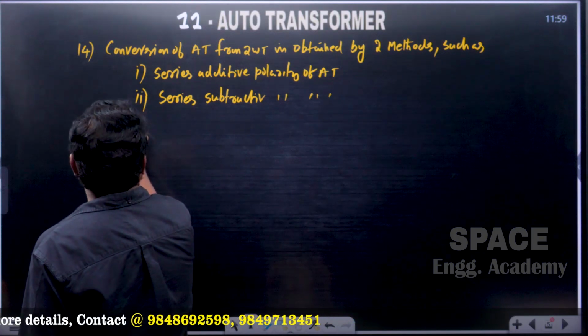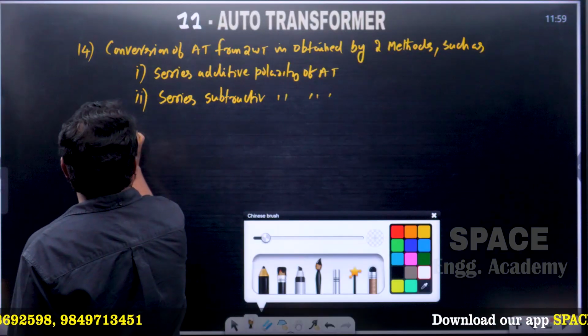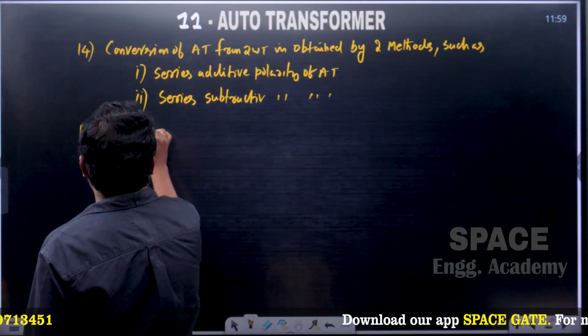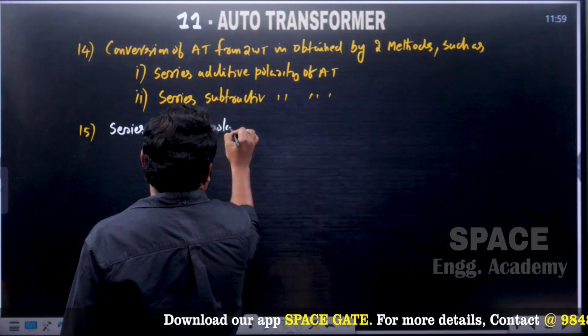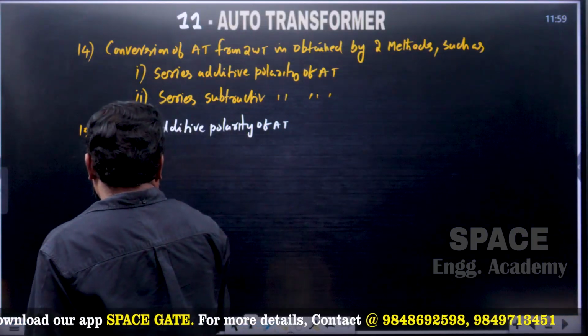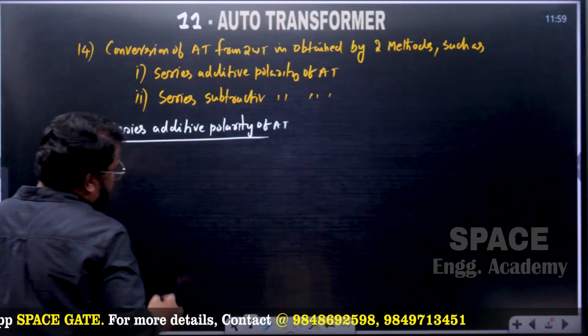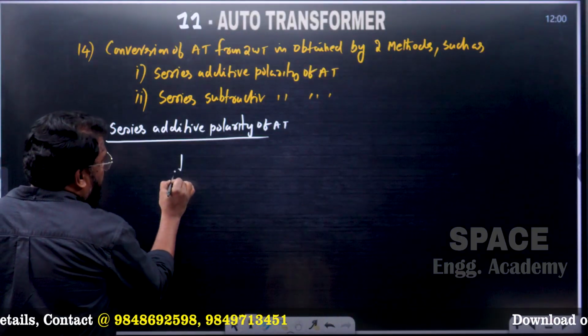So that is series additive polarity. So what are the voltage and current equations? Let us calculate series additive polarity of auto transformer.